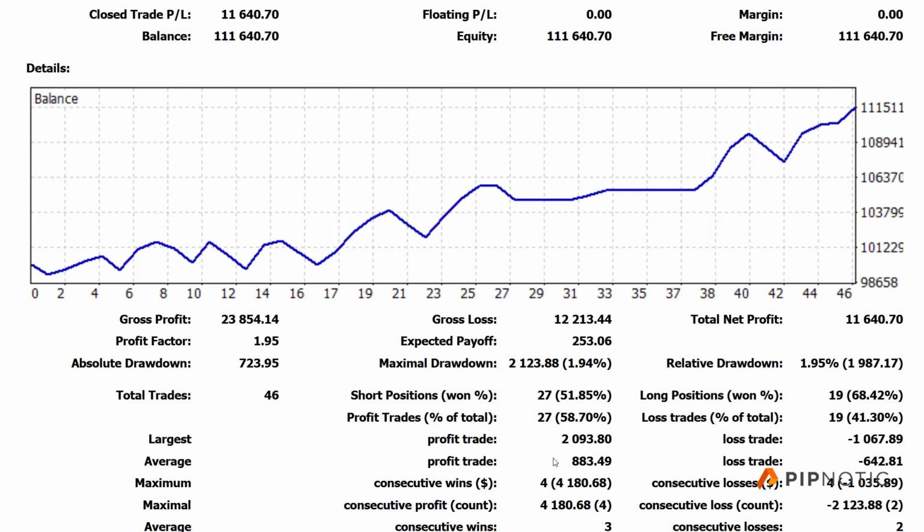Our average profit trade is looking good, still bigger than the average loss. We have average short positions, and this one went down a little bit, and this one went up a little bit for long positions. So we are actually winning more long positions than short positions, and we're winning an incredible number of long positions. This is really interesting.